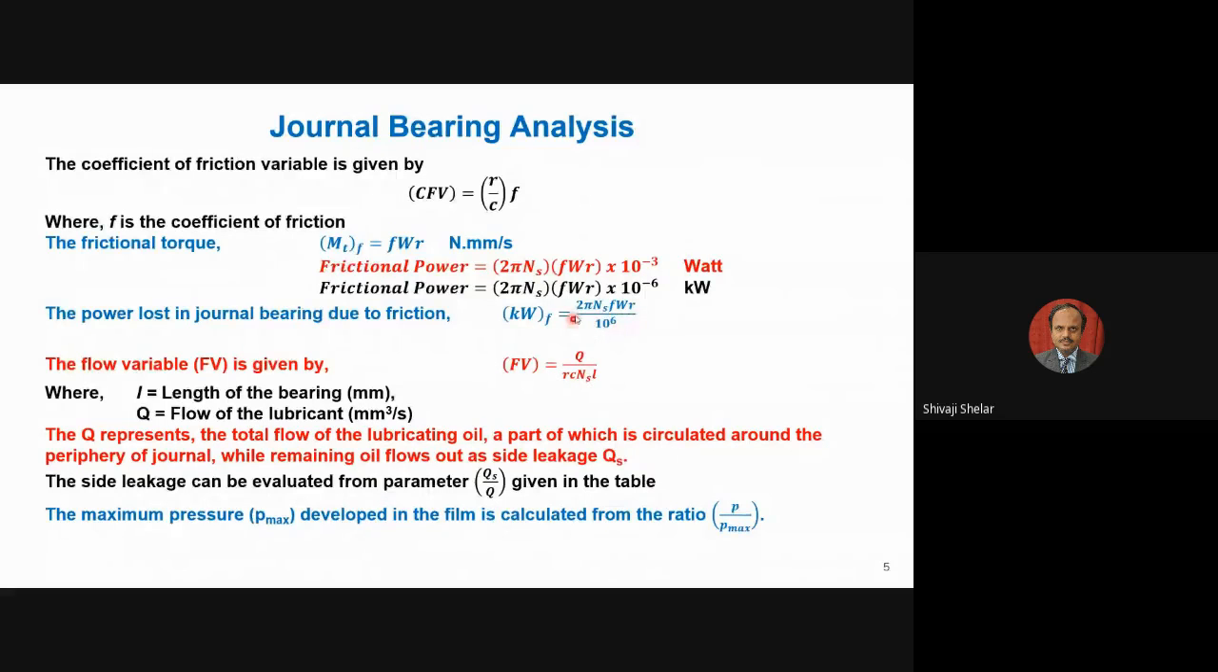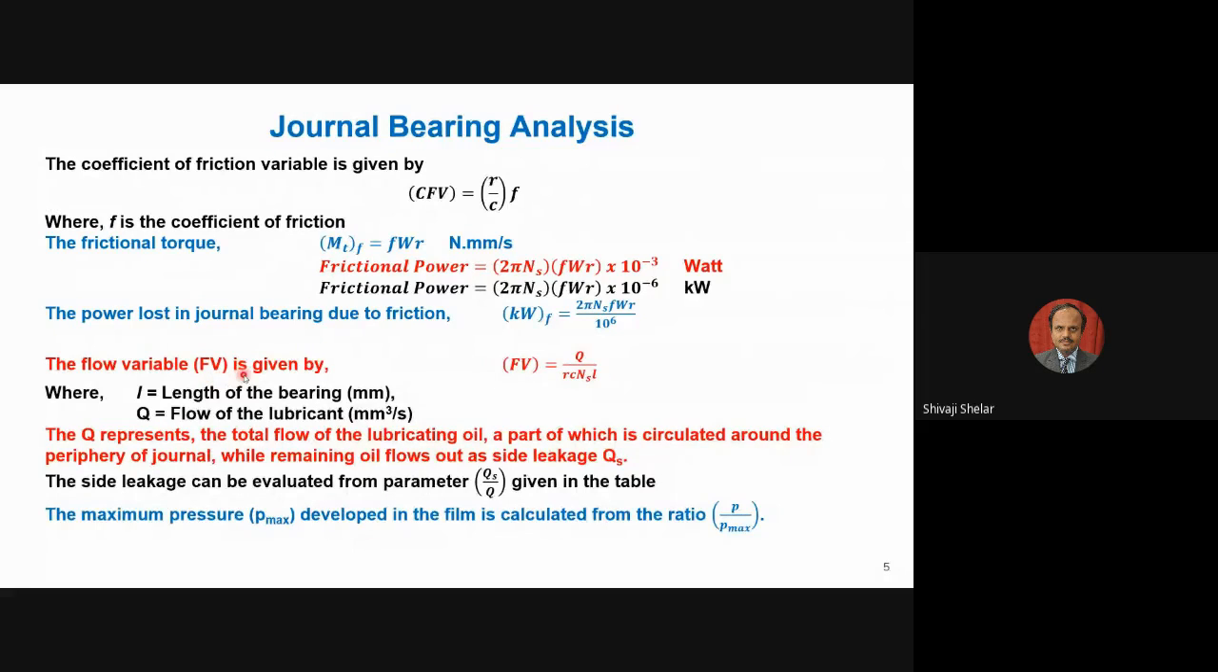Okay. Now the fluid is flowing there. The fluid is circulating around that journal. The fluid flow is around the periphery of that journal. So how much fluid is flowing? That is Q. Total fluid I am flowing, I am assuming it's Q. So it will depend upon various parameters. To define that parameter, there is another dimensionless number called flow variable. It is not, F is not different and V is not different here. It is called flow variable.